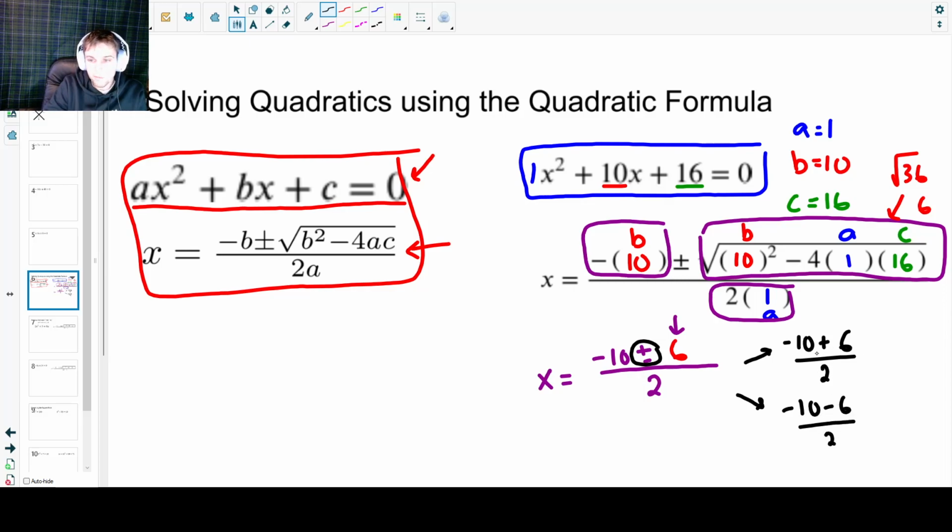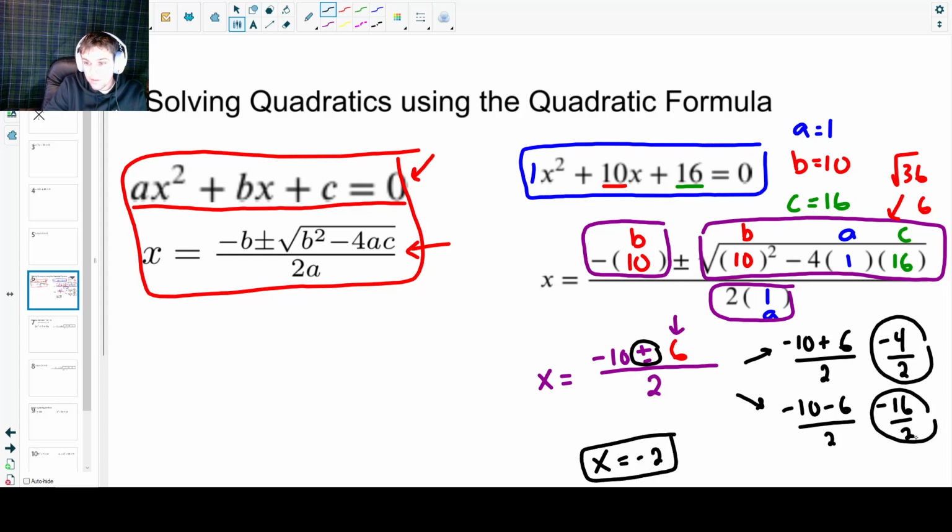And again, we can simplify these down. Negative 10 plus 6 is negative 4 divided by 2. Negative 10 minus 6 is negative 16 divided by 2. And obviously, both of those do simplify down. So this first one, we get x is equal to negative 2. And then for this next one, negative 16 divided by 2, we get x is equal to negative 8.